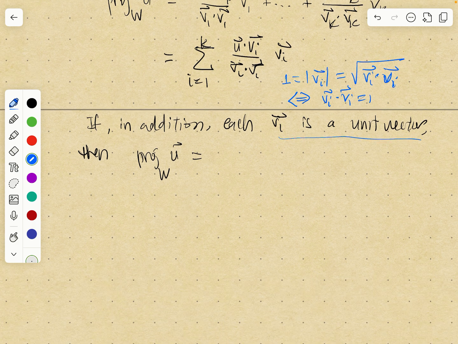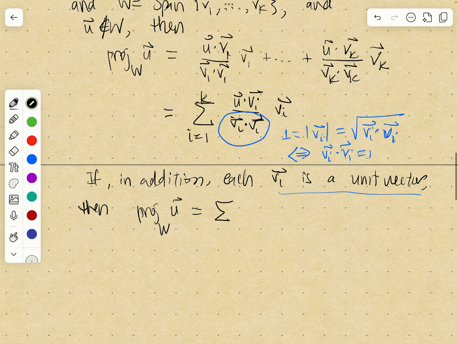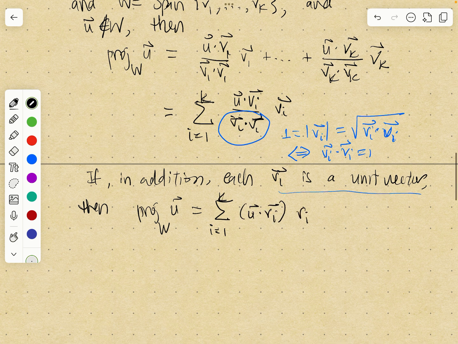Okay. Well, in that case, then this denominator will be 1. And so it actually simplifies a little bit more. It would be the sum from i equals 1 to k of u dot vi times vi.